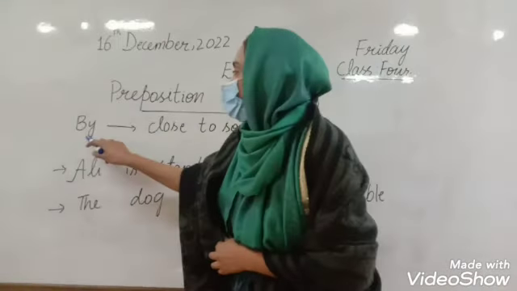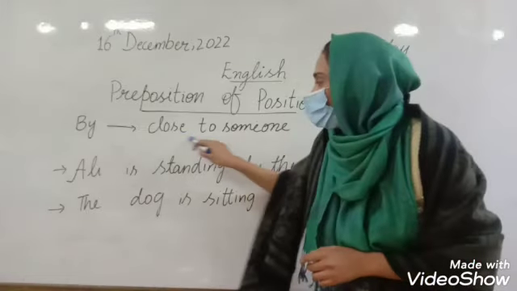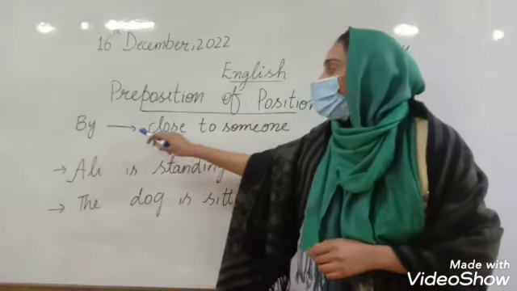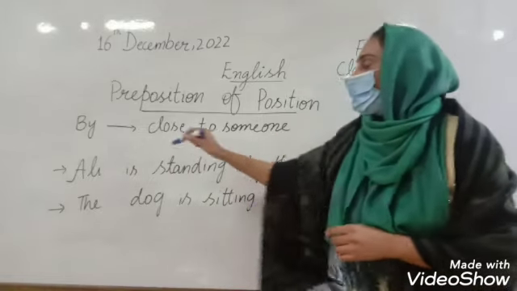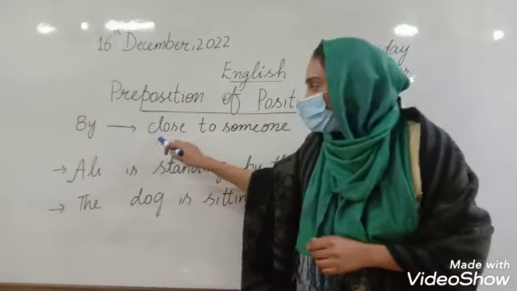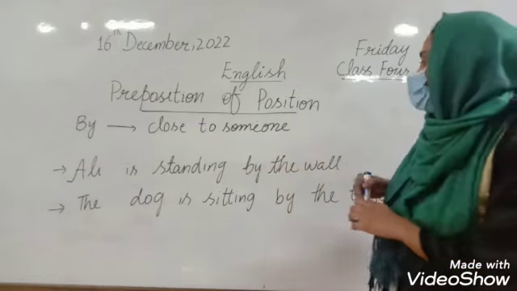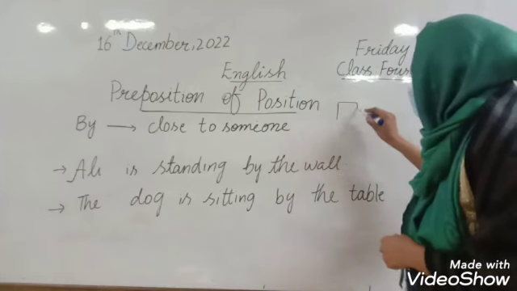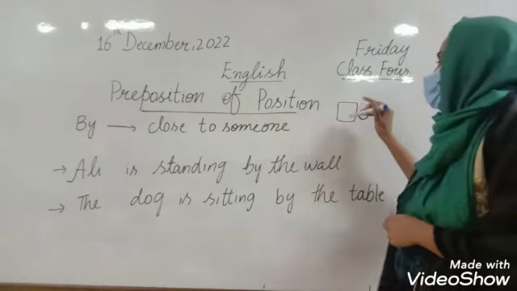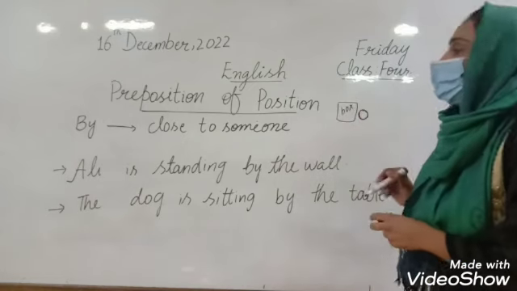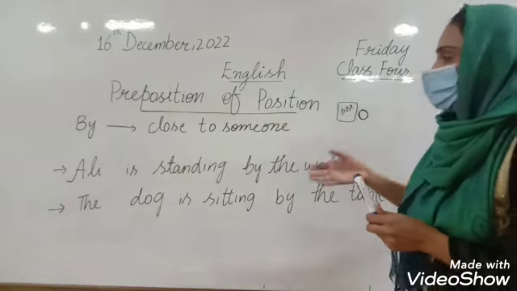The third word is by. By is used when something is placed close to someone, something is positioned close to someone or something else. For example, here is a box and here is a ball. We can say that the ball is placed by the box.